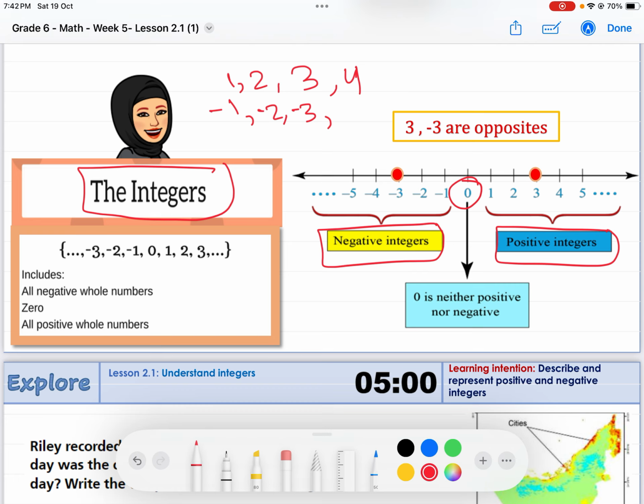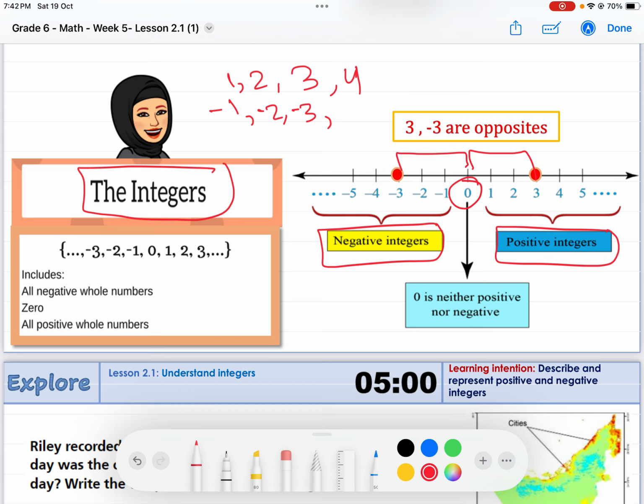Okay? So what do we mean? I always tell you what's the meaning of an opposite. Opposites have the same distance away from zero, but they are in the opposite direction. So what's the opposite of 3? That will be -3. What's the opposite of 2? That will be -2. Okay, guys? So this is what we mean by the integers family.